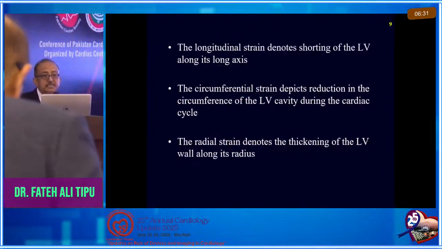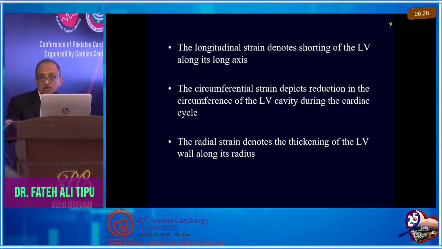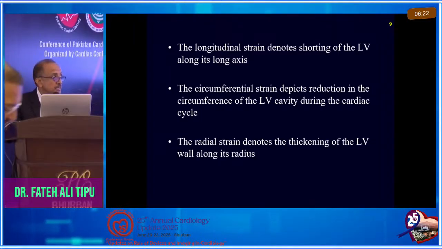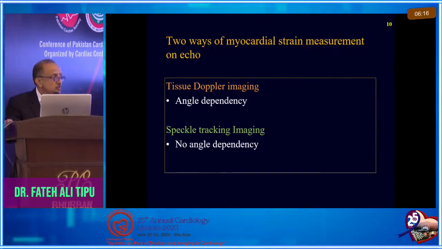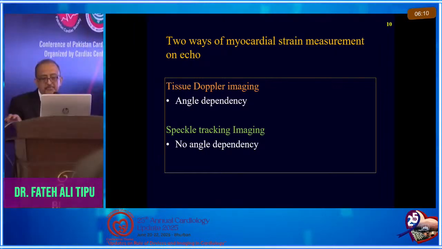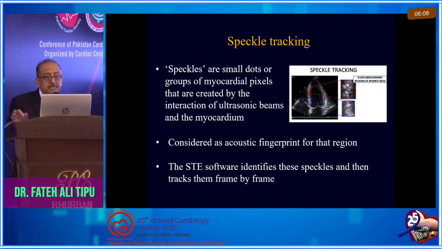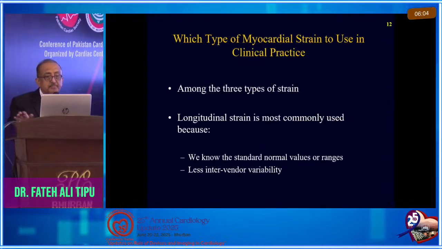The longitudinal strain denotes shortening of the LV along its long axis. The circumferential strain depicts reduction in the circumference of the LV cavity during the cardiac cycle, and the radial strain denotes thickening of the LV wall along its radius. We can measure the strain in two ways, either by tissue Doppler imaging or by speckle tracking. Speckle tracking is the commonest way of measuring the myocardial strain.